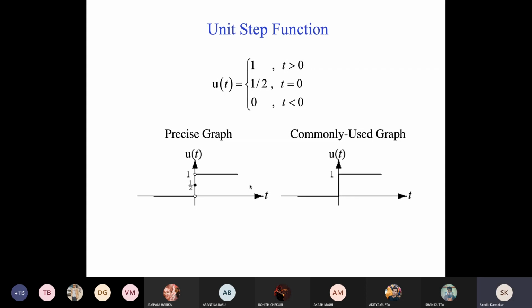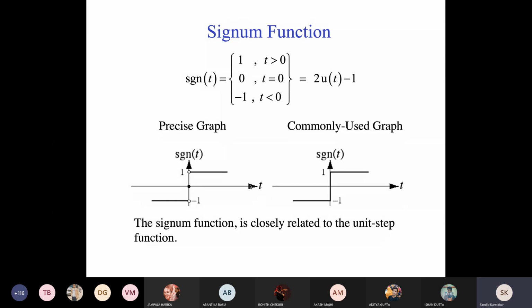T is less than 0 means all zeros, and there is a steep rise at t equal to 0, and then it stays at 1 for t greater than 0. So this is called the unit step function.